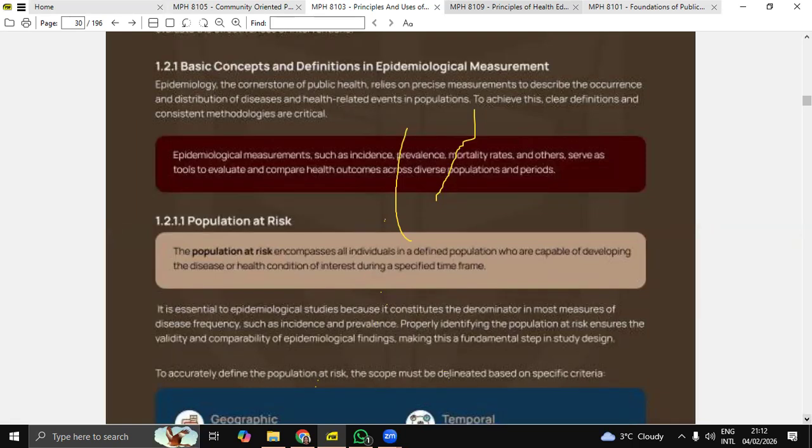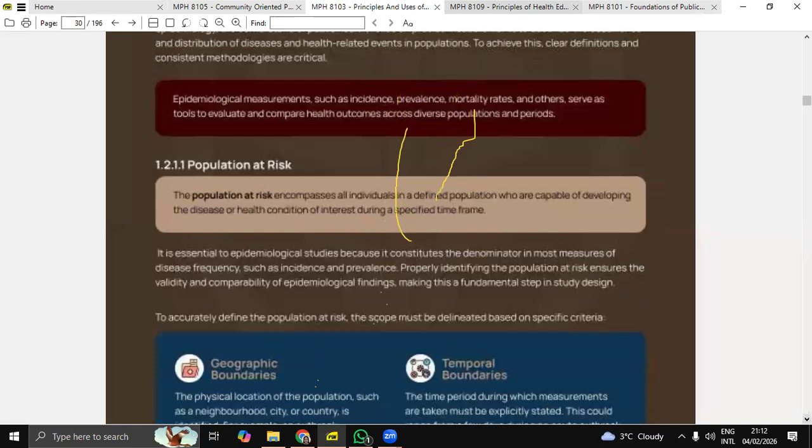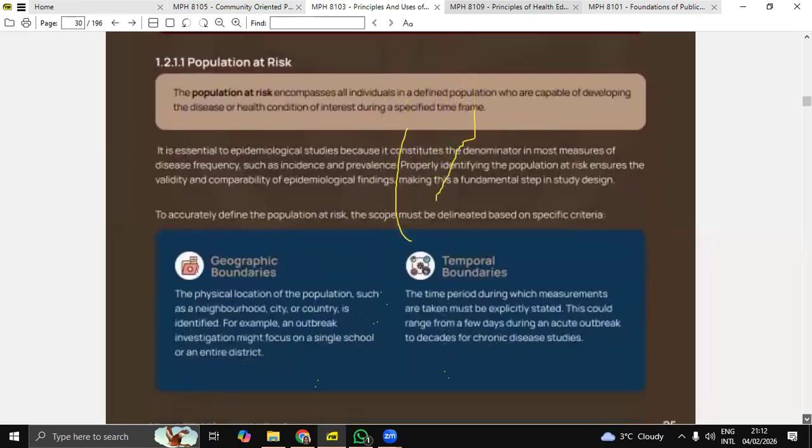While prevalence is all the people that have that disease, whether the person is just developing it or has always had it, everybody together. But incidence is focused on new cases. Okay, and then we want to talk about the concept of population at risk.